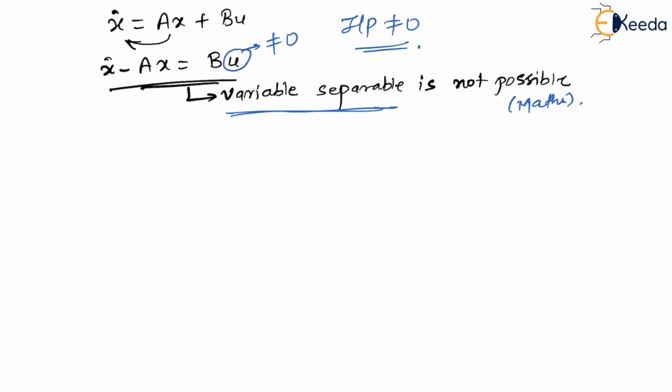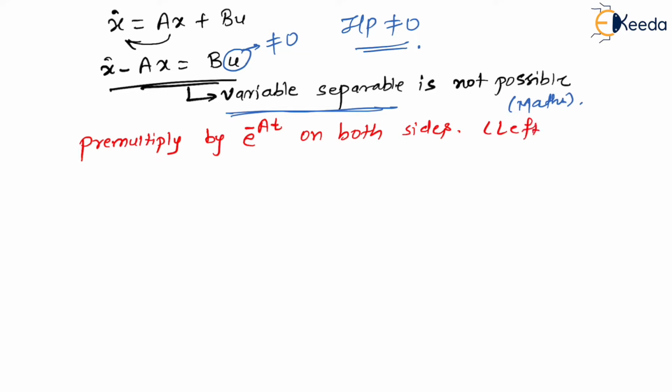Anyways, so now let me pre-multiply by e to the power minus at. Why are you doing it, sir? You will understand it, right? Let us see. Pre-multiply by e to the power minus at. Why only minus at and all? You will understand, don't worry. On both sides. This is also called left multiplication.